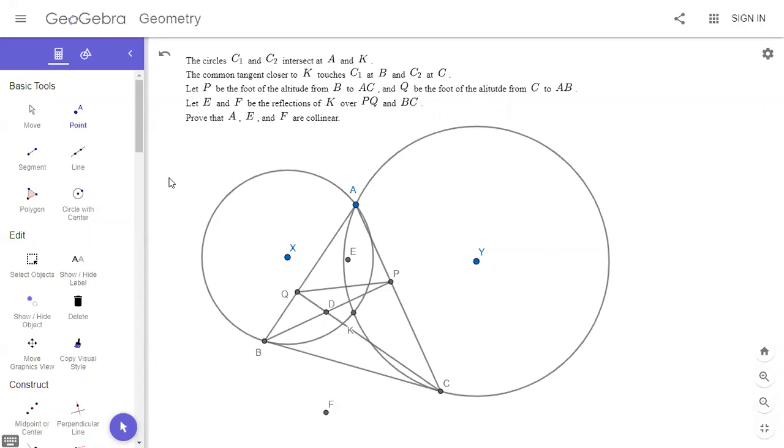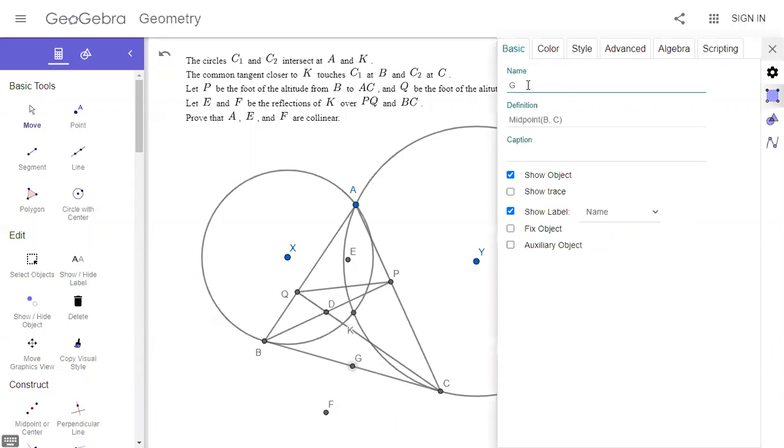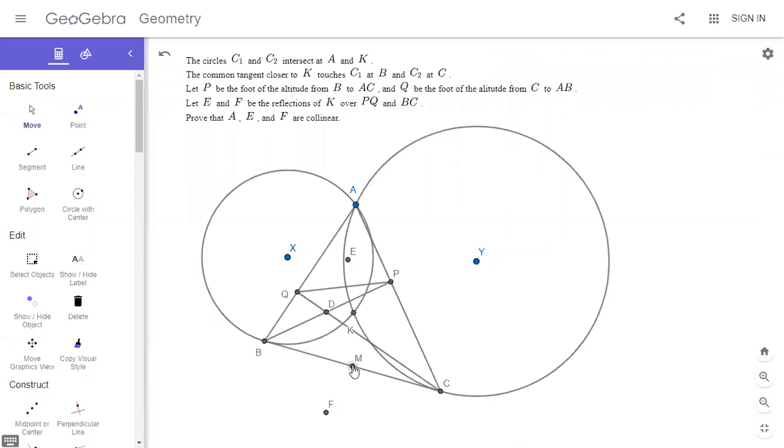That's pretty nice. Okay, so basically D is the orthocenter, and if we draw the median, I'm gonna let M be the midpoint of BC, and A, K, and M are collinear. That's because the power of M with respect to both circles is the same, because MB squared is equal to MC squared. So M has to lie on the radical axis. I'm going to write this all out later. Basically, A, K, and M are collinear.